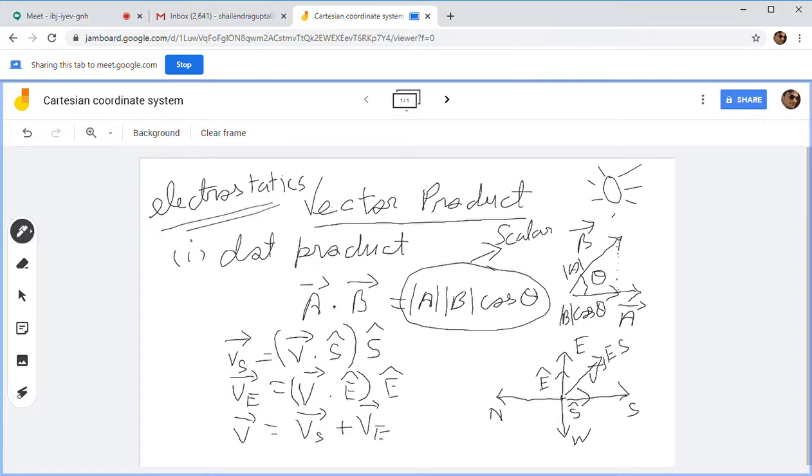Now we can see your vector V is equal to vector S, which is the reflection of this vector V onto your vector S, and vector E, VE, which will be the reflection of vector V on the E vector. So you can now write here, this is vector VS and this is vector VE.